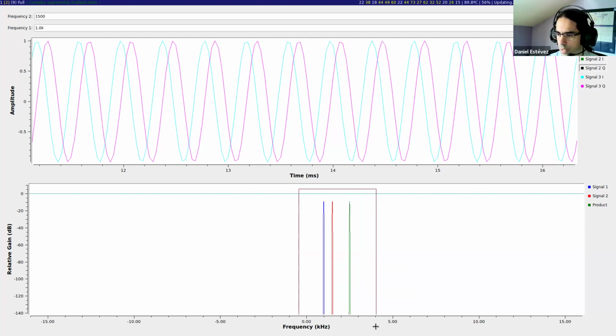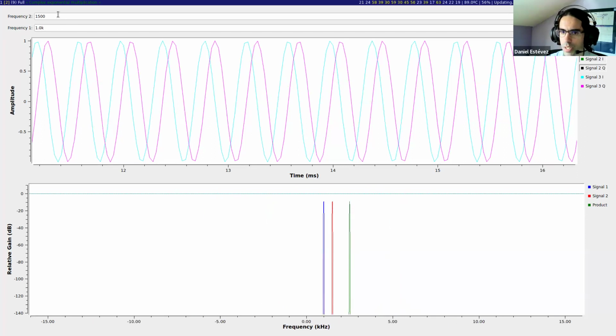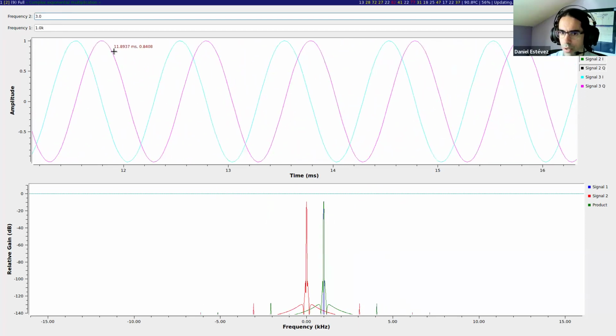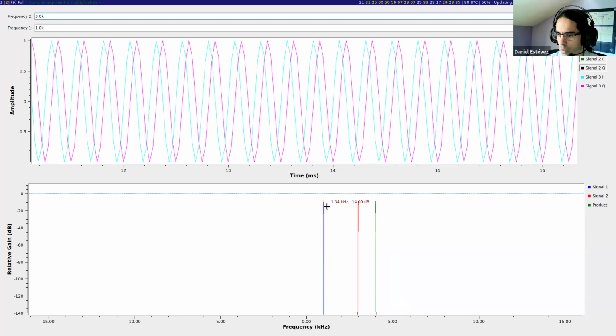We can check that in this plot. So 1 kilohertz plus 1.5 is 2.5. And this always works. It is not just for this example. I can do 3 kilohertz here, and then 1 plus 3 kilohertz is 4 kilohertz. So this always works. It is because of the properties of the exponential function.